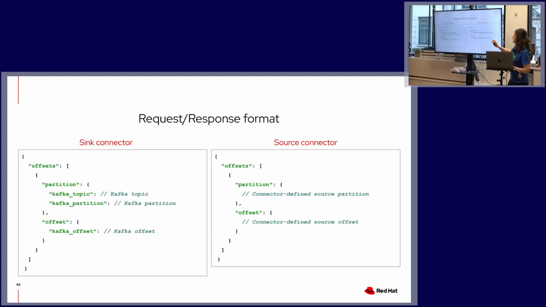And the payload, so this is for both the request when you're doing an alter and the response when you're doing a get, looks like this. So for the sink connector, you can see it's specifically Kafka topic, partition, Kafka offsets. But for the source connector, it's those connector-defined source partition and source offset. So particularly if you're using a source connector, you do need to do a bit of investigation to understand how is my connector supporting offsets? Is it using Kafka to store the offsets, or is it doing its own mechanism? If it's using its own mechanism, then you can't make use of these endpoints.